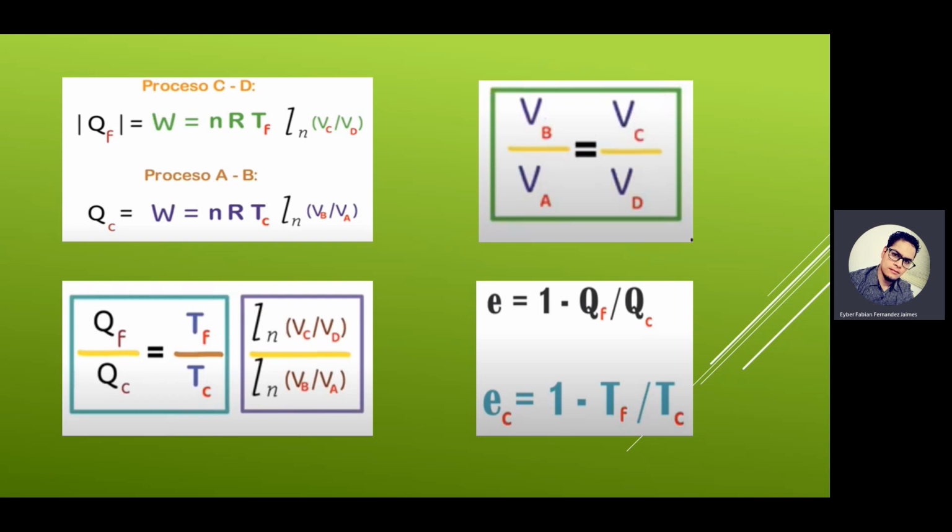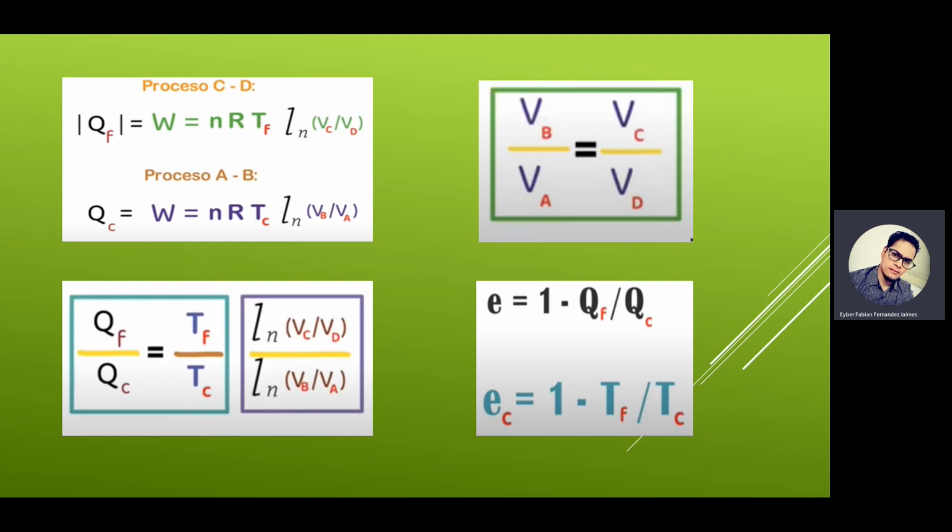QC equals W equals nRTC natural logarithm VB over VA. The expressions are divided in these two processes to obtain a relationship between the heat of the cold source divided by the heat of the hot source. QF over QC equals TF over TC times the natural log of VC over VD, divided by the natural log of VB over VA.